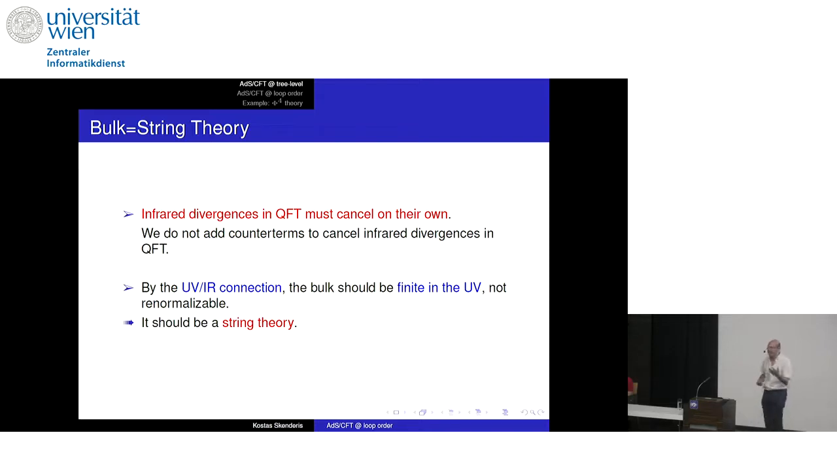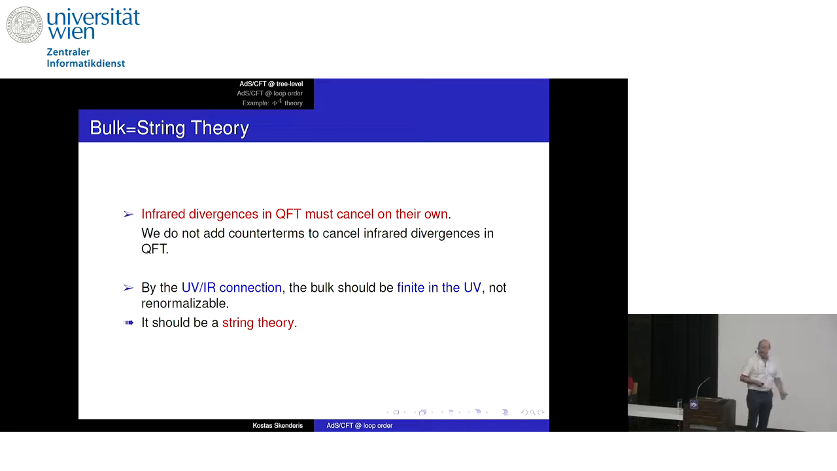UV properties of one theory correspond to IR of the other, and vice versa. And previously, I used the properties of the quantum field theory in the UV and looked at the corresponding properties of gravity in the IR to argue that it's a local quantum field theory. But we can look at it the other way around. We know that infrared divergences in quantum field theory have to cancel on their own. We do not add counterterms to cancel infrared divergences. So the theory has to be finite on its own. And so it should not be renormalizable, it should be finite. And the only finite theory of gravity that we know is string theory, so it should be a string theory.